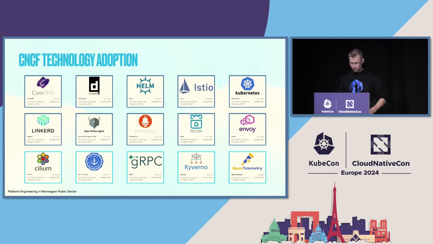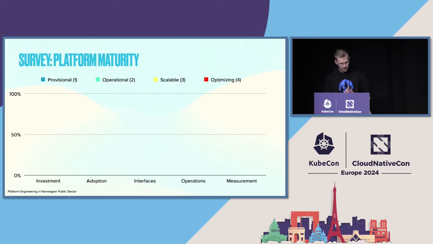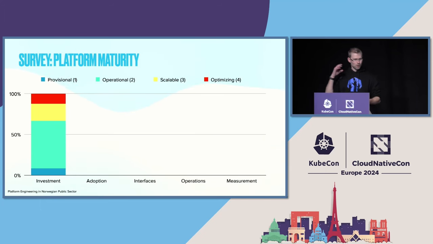So then that brings us to the main part here, the platform maturity. Remember, we have investment, we have adoption, we have interfaces, we have operations, and we have measurements. So on investment, we actually see that it's very mature, in my opinion. Very, very few have a voluntary or temporary platform team. Again, these are answered with, yes, we have a platform.